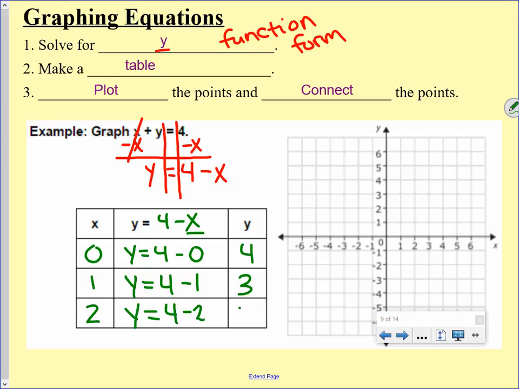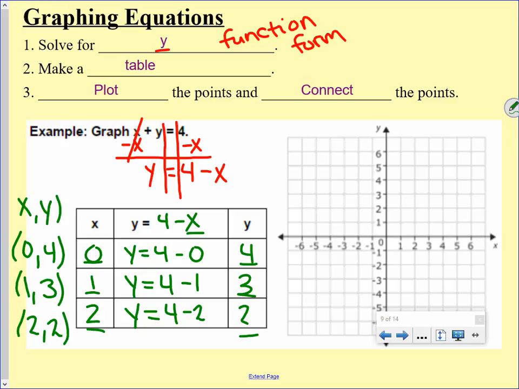Now we have coordinate points. We have our ordered pairs. 0, 4: x is 0, y is 4. 1, 3: x is 1, y is 3. And lastly, 2, 2: x is 2, y is 2. We have 3 coordinate points that we can plot on our graph, which leads us to step 3, plotting our points and connecting our points.